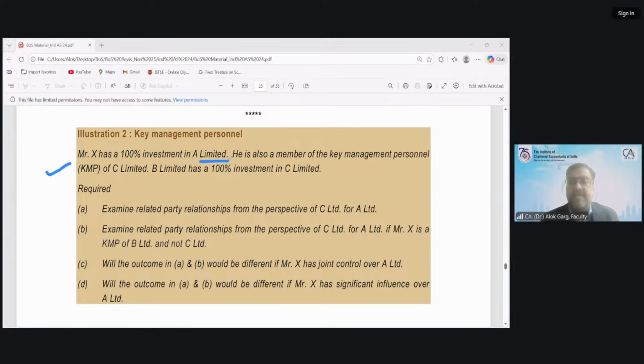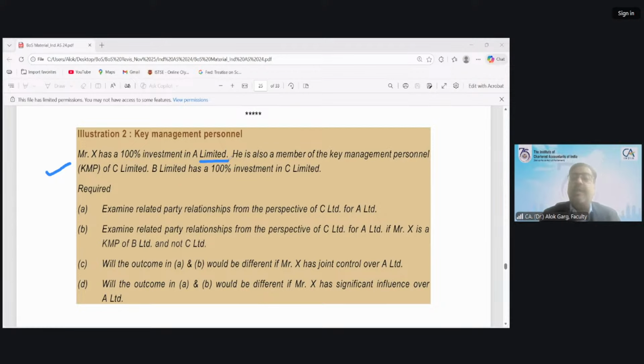Mr. A is a KMP in C. Mr. A has a control over A. First of all, tell me, if Mr. A has a control over A and Mr. A is a KMP of C, whether A and C are related party or not? Yes, sir, it is a related party. I told you, if a person has a control over one entity and a person is a KMP of other entity, these two entities are related party.